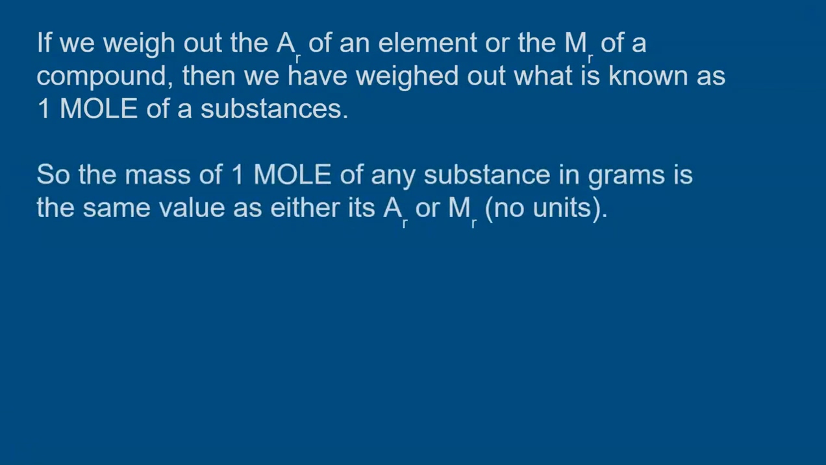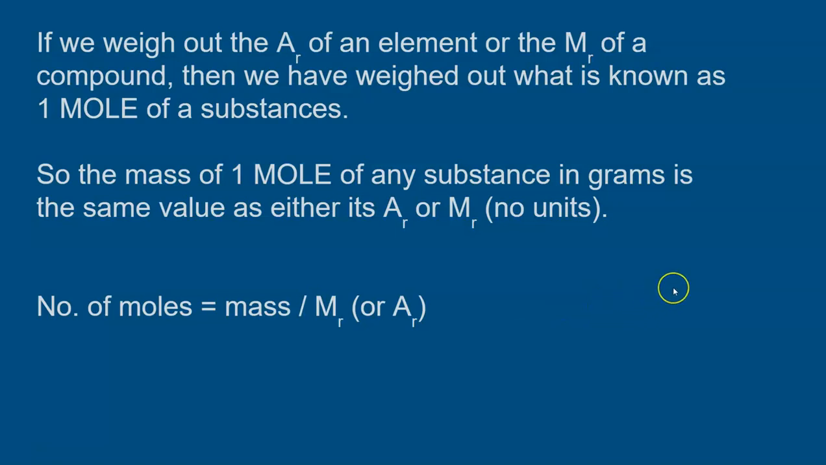Now the mass of 1 mole of any substance in grams, it has units, is the same value as its relative atomic mass or relative formula mass, depending on whether you're talking about an element or a compound or a molecule. So there's a magic equation that links the number of moles, the mass and the MR or AR. And that is: number of moles equals mass divided by MR or AR. And we'll look at some examples using that little equation in a minute.